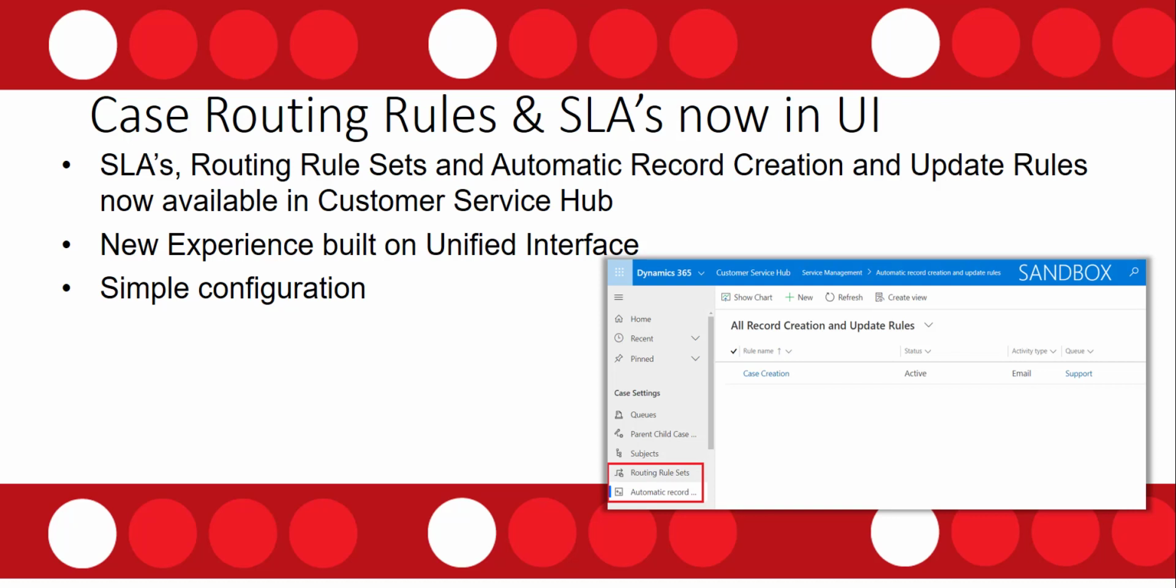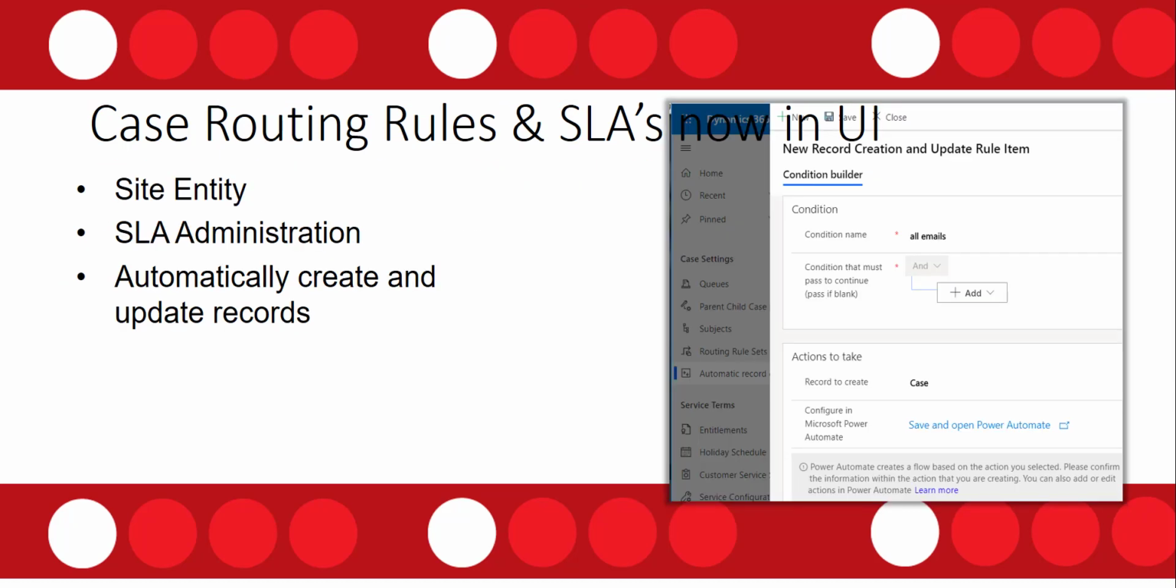Keep in mind that if you have any existing SLAs or record creation and update rules that were created in the legacy interface, you won't be able to edit those in a unified interface. However, you can create new rules going forward in that unified interface. Another thing that I wanted to mention is that the site entity is now also available in the unified interface in the Customer Service Hub. And that site entity is used to define customer service location. So this is for service scheduling.